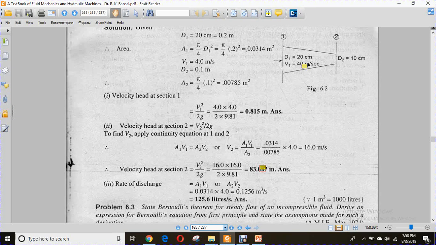And that is all. The first thing they asked was the head. So the velocity head is 0.815 and the rate of discharge is 125.6 liters per second.